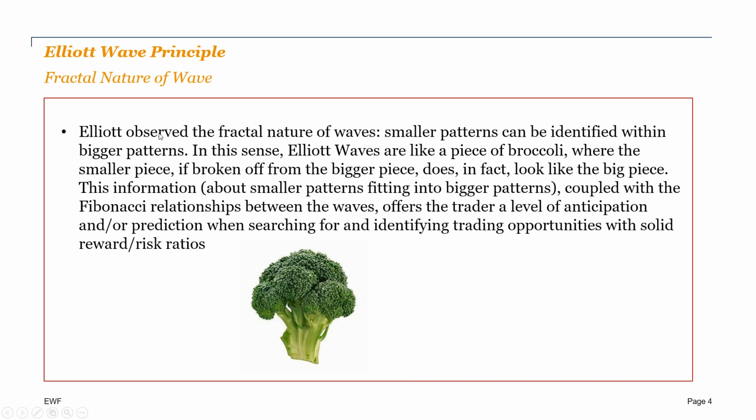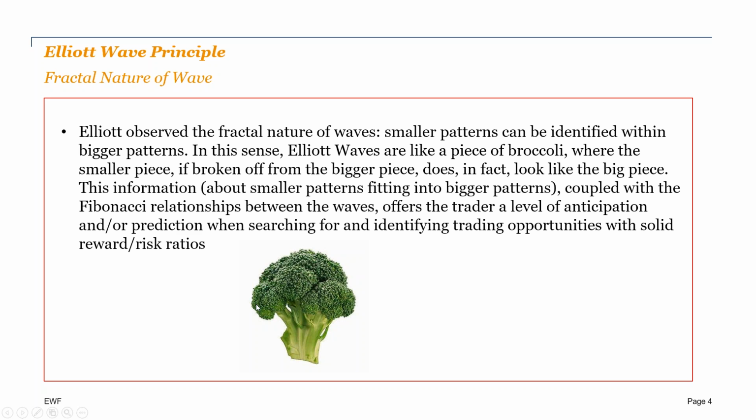All right. So Elliott observed the fractal nature of waves. This means smaller patterns can be identified within the bigger patterns. In this sense, Elliott waves are like a piece of broccoli, wherein the smaller piece, if broken off from the bigger piece, does in fact look like the big piece. This information, coupled with the Fibonacci relationship between the waves, offers the trader a level of anticipation and or prediction when searching for and identifying trading opportunities with solid reward to risk ratios.